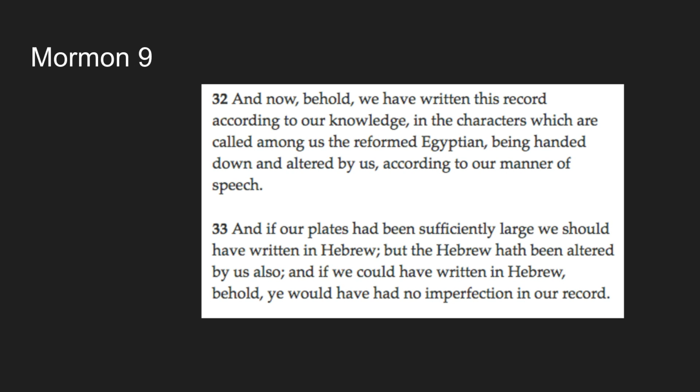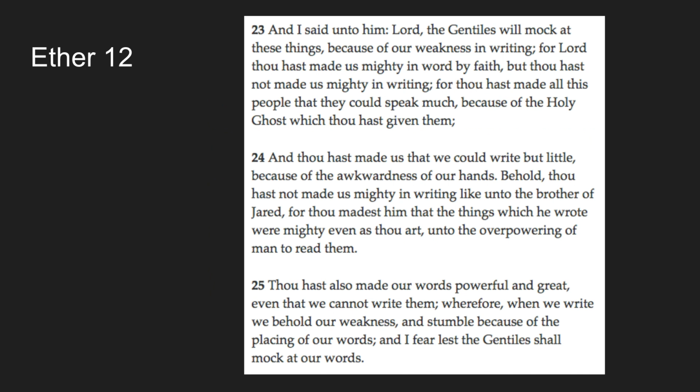I have a couple of verses from the Book of Mormon I'd like to read. Mormon chapter 9: And now behold, we have written this record according to our knowledge, in the characters which are called among us the reformed Egyptian, being handed down and altered by us according to our manner of speech. And if our plates had been sufficiently large, we should have written in Hebrew. But the Hebrew hath been altered by us also. And if we could have written in Hebrew, behold, you would have had no imperfection in our record.